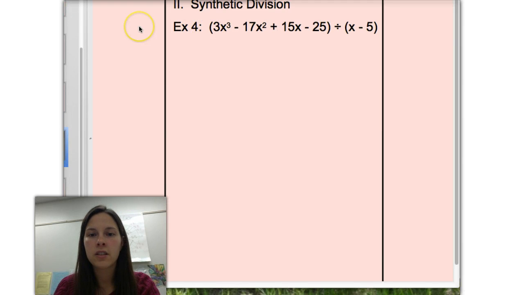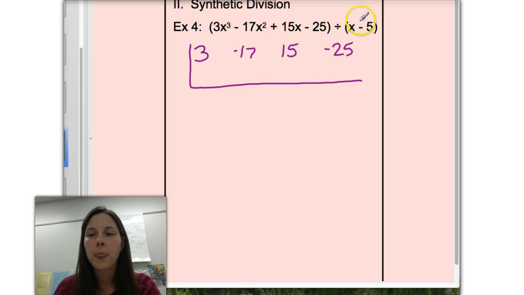Our lead coefficient is 3. Next, we have a coefficient of negative 17. Make sure you keep those negative signs, turn those subtractions into negatives. Our next coefficient is 15, and our final coefficient is 25. We put those in a kind of open half box, and then this we take out of the x minus 5, so it looks negative, but when we synthetically divide, it's going to become positive.